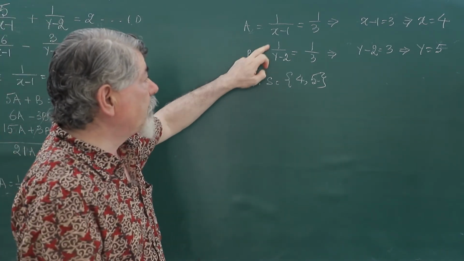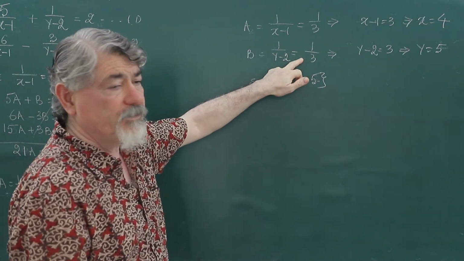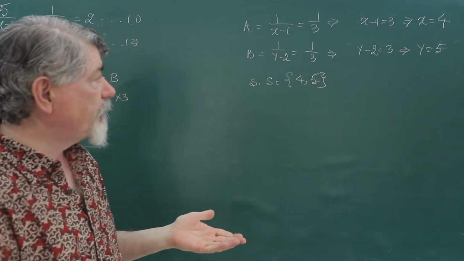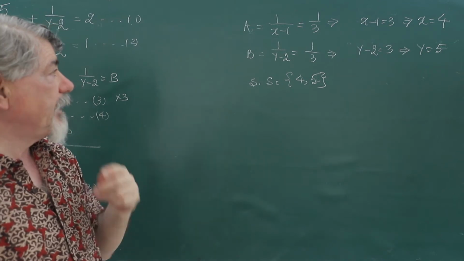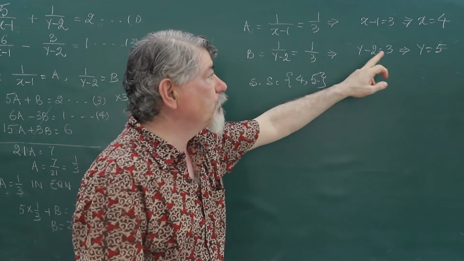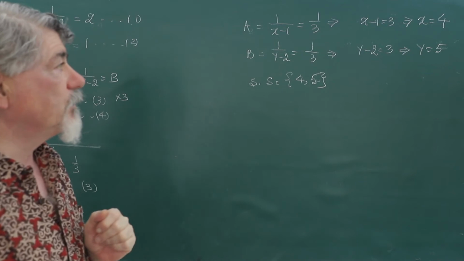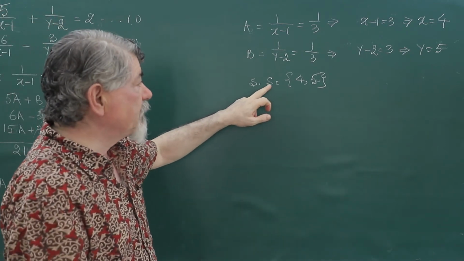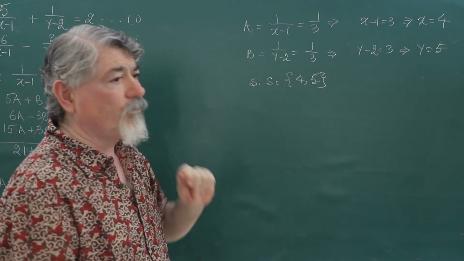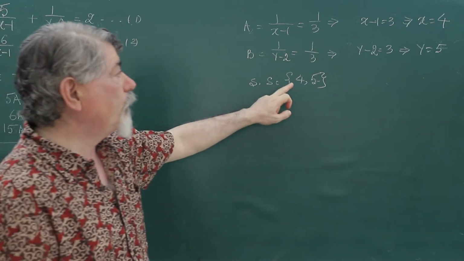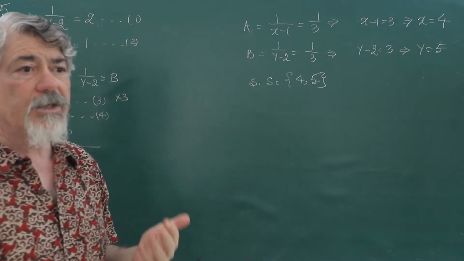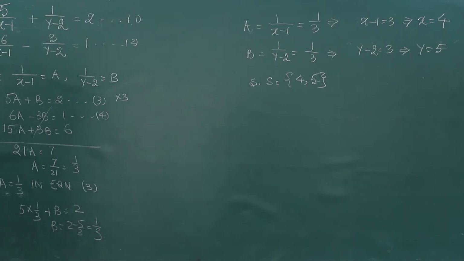B is equal to 1 upon y minus 2 is equal to 1 upon 3. We reverse the fraction again on both the sides and we find y minus 2 is equal to 3 or y is equal to 5. So your solution set is x is equal to 4, y is equal to 5. So 4 and 5 is your solution set for this equation.